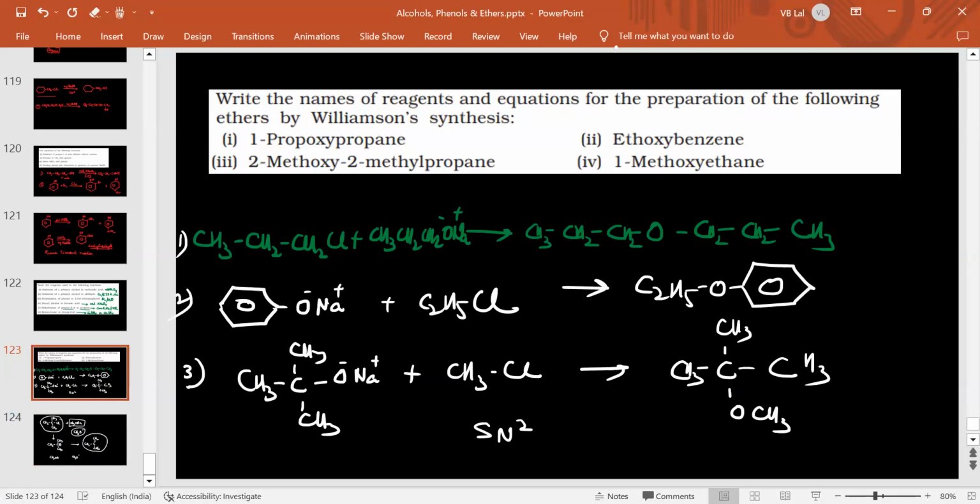The Cl goes away from here and this whole molecule will attack from the back side and you will get this product. Okay. So when one side is a tertiary and the other side is a primary alkyl group, then the tertiary will form the alkoxide and the primary will form the alkyl halide. Okay. Now the last one, methoxyethane.